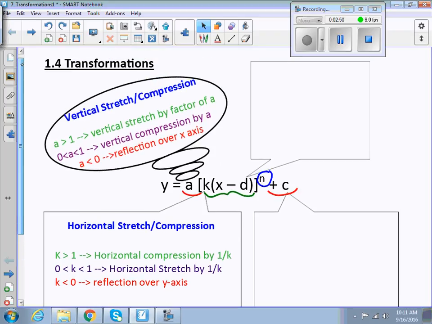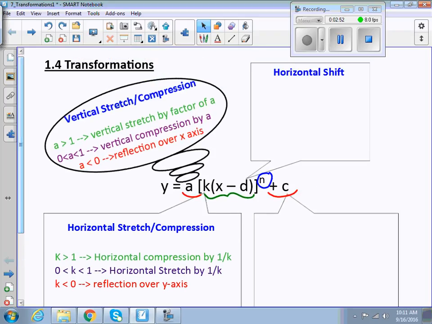d is the horizontal translation, horizontal shift. And remember, the format is x minus d. So if you have x minus 4, for example, then that's a positive value for d, and that means it's a shift to the right. So if d is greater than 0, for example d is 4, so you have x minus 4, then it's d units to the right. And if d is less than 0, then it's d units to the left. For example, if d is negative 5, you will have x minus negative 5, which is really x plus 5. So that's a shift to the left.